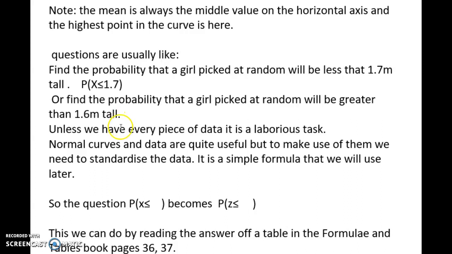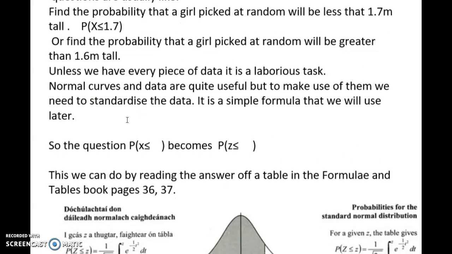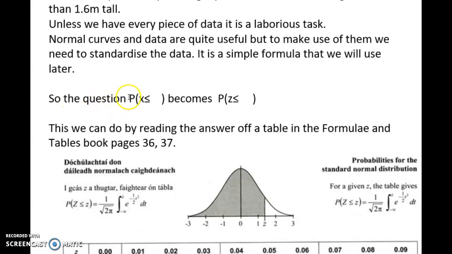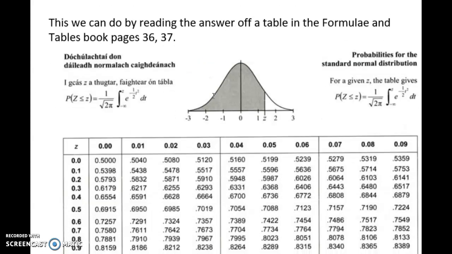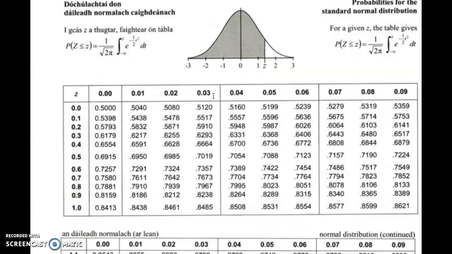But you can use this normal curve and data. And to use them, you need to do what's called standardizing the data. It's a simple formula, and you'll be doing it later, not now. Now we're sticking with just looking at the graph. But when you do that, your question goes from being P of X is less than something to P of Z is less than something. So when you see the Z, you know that it has been standardized. Okay, and then you can read your answers off your tables in your formula book, on pages 36 and 37.